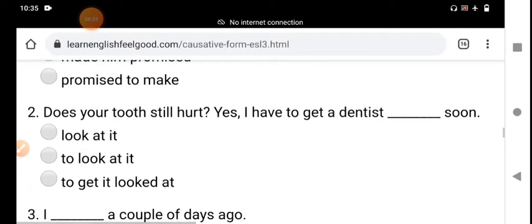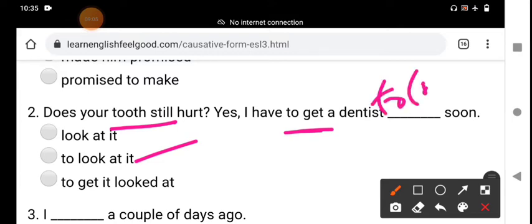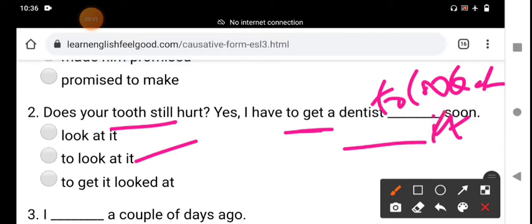My dear students, does your tooth still hurt? We have been asked some question. Our friend replied, yes or no? Yes, I have to get a dentist. What is the answer here? The second one, to look at it soon. It means the tooth. That is the right answer. Which one is the right answer? The second one is the right answer.